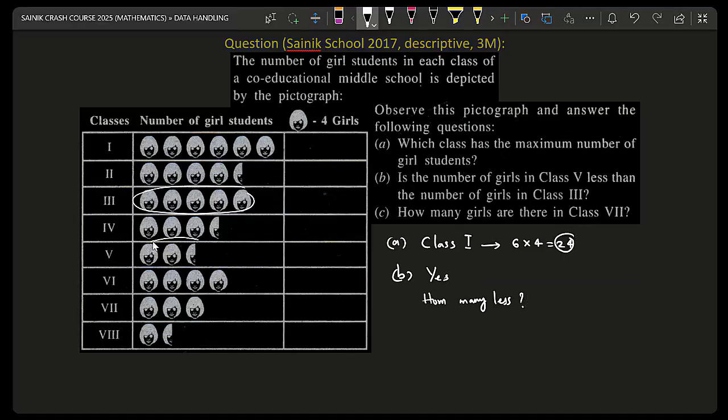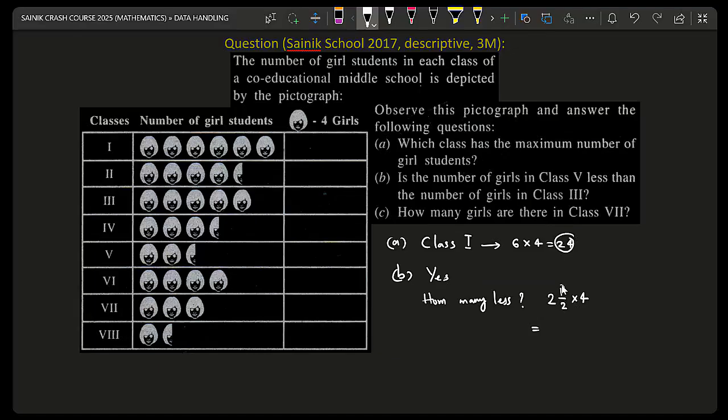5 faces and two and a half faces. 5 and two and a half. What is the difference? 3.5. Come again? Why 3 and a half? It is 5 minus two and a half. Two and a half, no? Yes, sir. Multiply two and a half by 4. You'll get the answer. Simplify this.